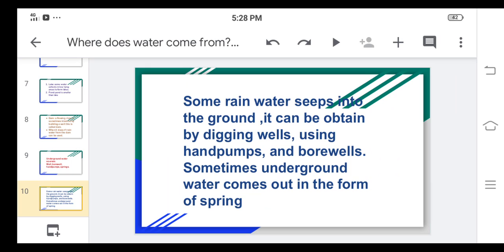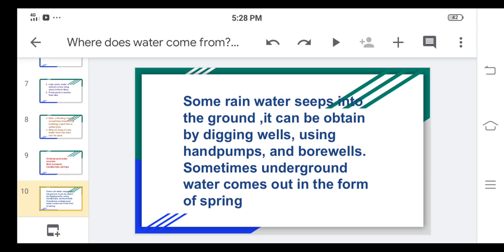See, a well is not a natural source of water. It is built by man. It is a man-made source. So for building the well, what you have to do? We have to dig the land, and then we can build the well for the water. Bore well, hand pumps: from these, underground water will come up and we can use it. These are the sources of the underground water.